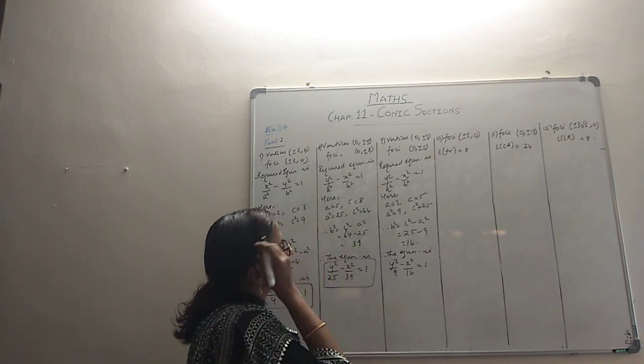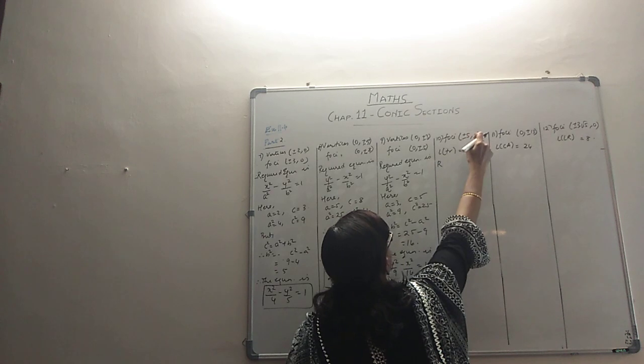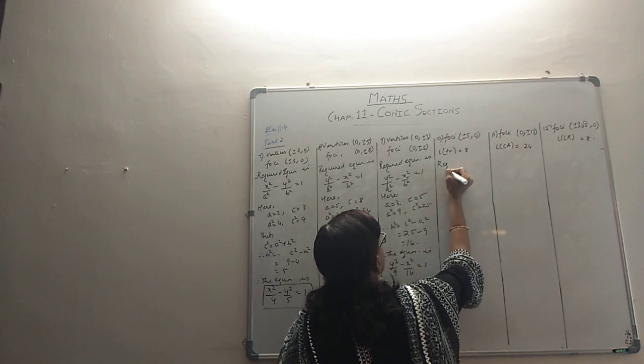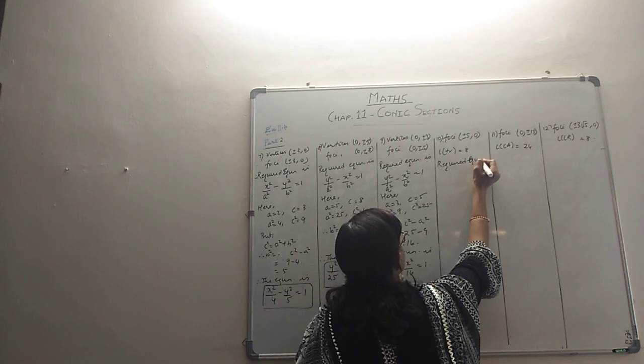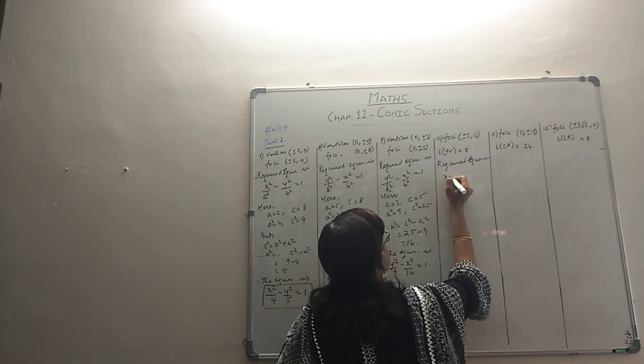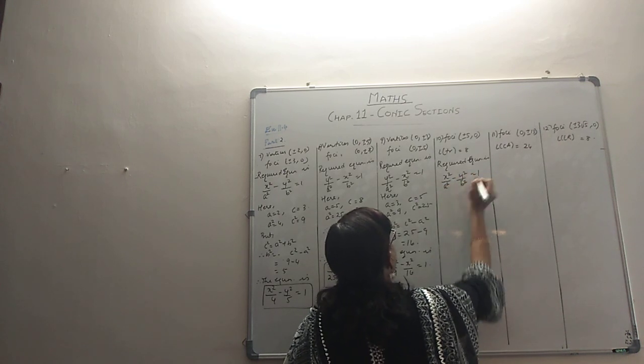So let's take it up that way and see how it is coming. The required equation here, from this coordinate, it's clear it's of type 1. So it's the coordinate which is helping us to decide the curve. The required equation is, it's of the first type, so x squared by a squared minus y squared by b squared is 1.